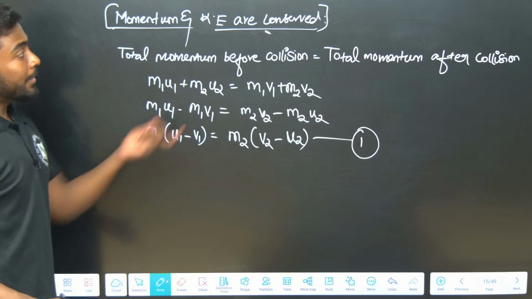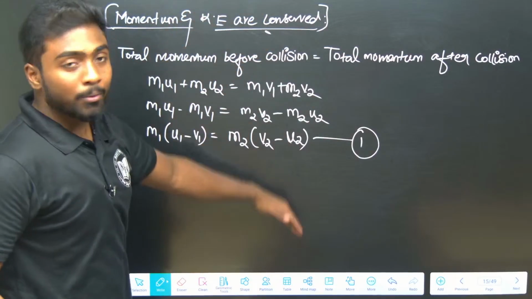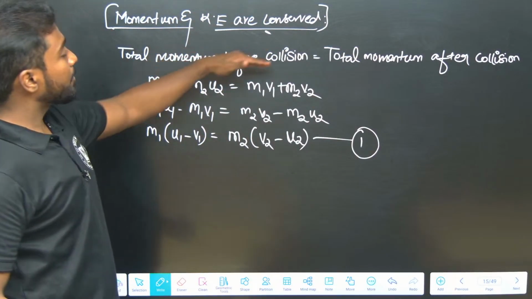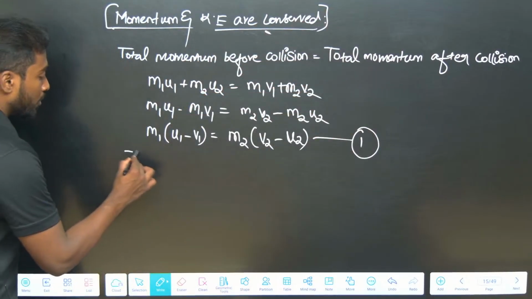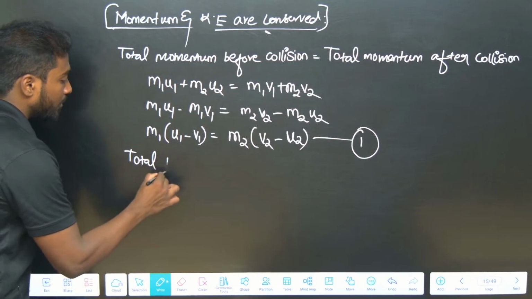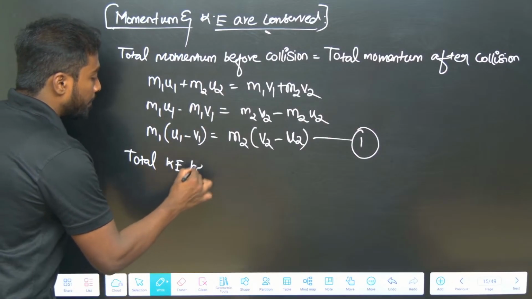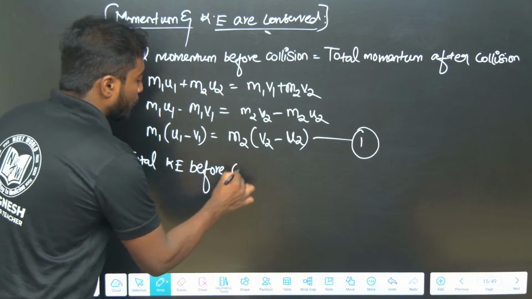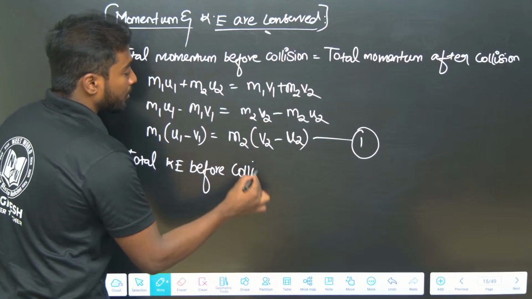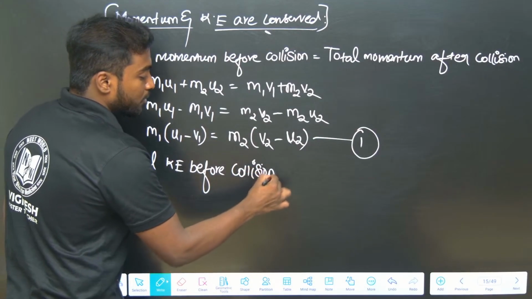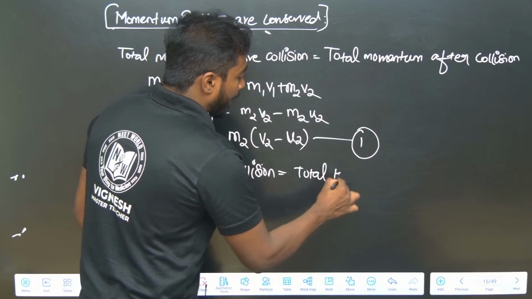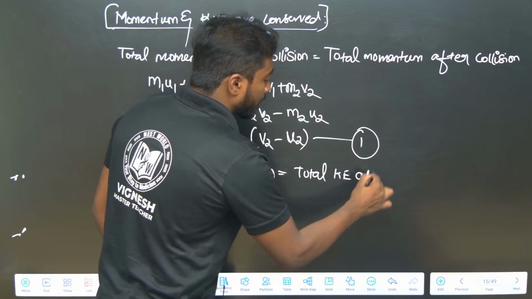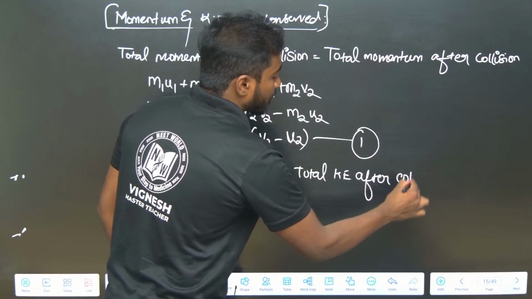Now the momentum part has been completed. Now the kinetic energy: total kinetic energy before collision should be equal to total kinetic energy after collision. That's it, no?